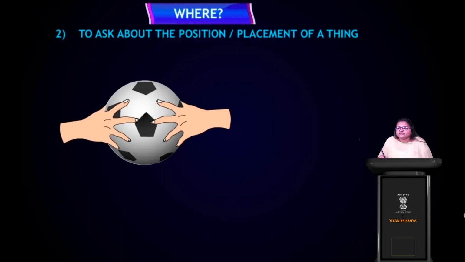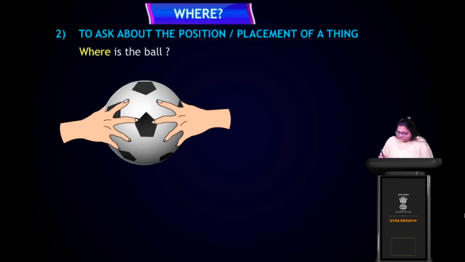Now what is it? It's a football, right? Okay. So where is the ball? Where is the ball? The ball is in her hands. Where is the ball? So position or place. The location. Clear? So position, place, location, we use where. Just like we use when to know about time, we use where to know about position.